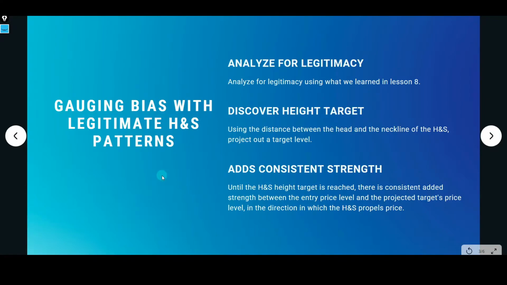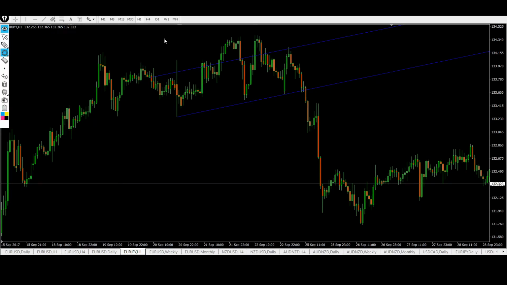Okay, gauging the market bias with legitimate H&S patterns. Alright, we'll start off with number 1. So we want to analyze the H&S for legitimacy using what we learned in lesson 8. Okay, so let's go ahead and do that. We'll be using this H&S pattern for this demonstration. Let's go ahead and see if this H&S is legitimate.